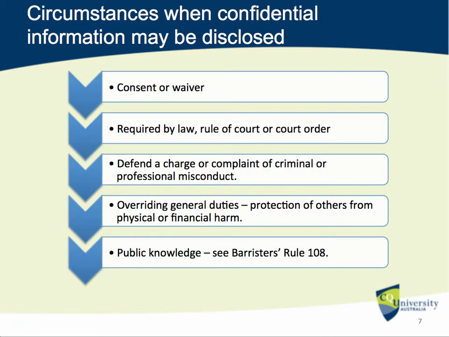So what then are the circumstances when confidential information may be disclosed? There are essentially 5 of them. Firstly, where the client consents or waives the privilege by virtue of their actions. And this is found in Solicitors Rule 9.2.1. Secondly, where the disclosure is required by law, rule of court or court order. This is Solicitors Rule 9.2.2, Bar Rule 109. Thirdly, to defend a charge or complaint of criminal or professional misconduct. Solicitors Rules 9.2.3 and 9.2.6.